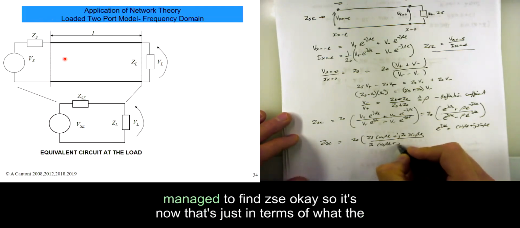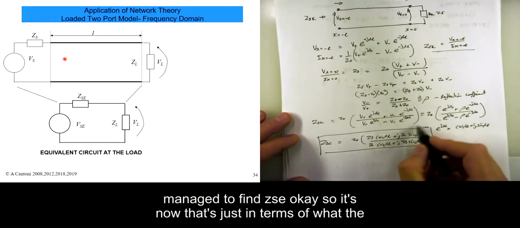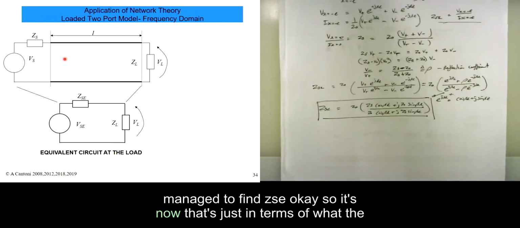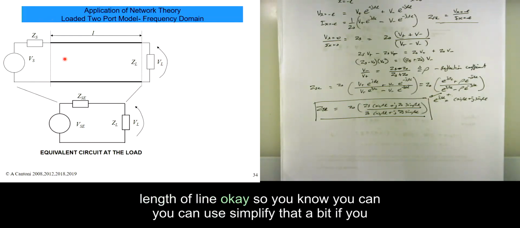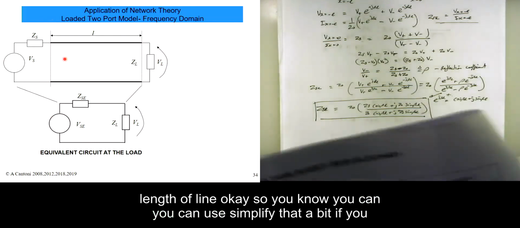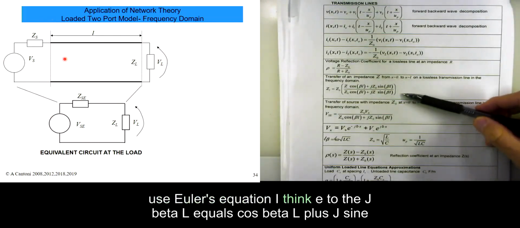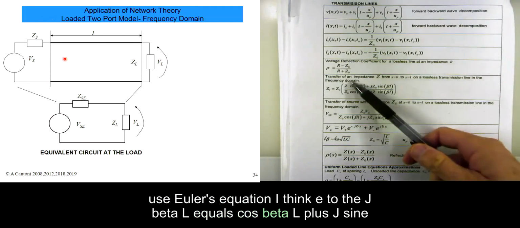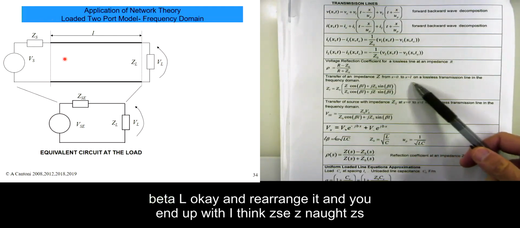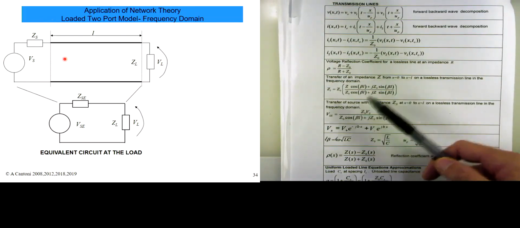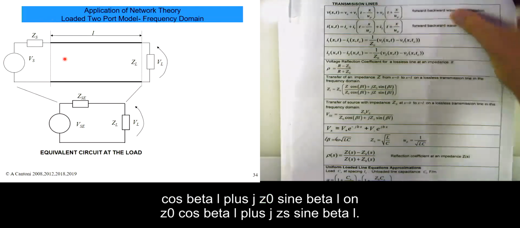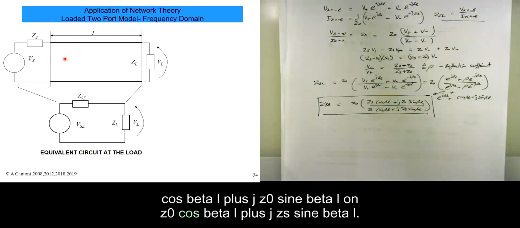So you can see we've managed to find ZSE. It's now just in terms of the characteristic impedance of the line, ZS, and something to do with the length of the line. Is that clear? You can simplify that a bit. If you use Euler's equation, e to the j beta L equals cos beta L plus j sine beta L, and rearrange it, you end up with ZSE equals Z0 times ZS cos beta L plus j Z0 sine beta L on Z0 cos beta L plus j ZS sine beta L.